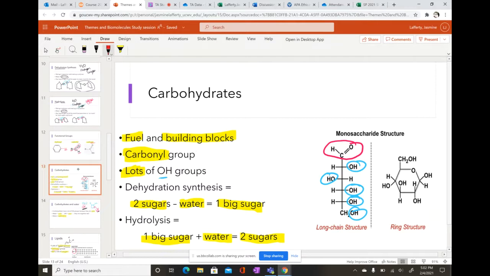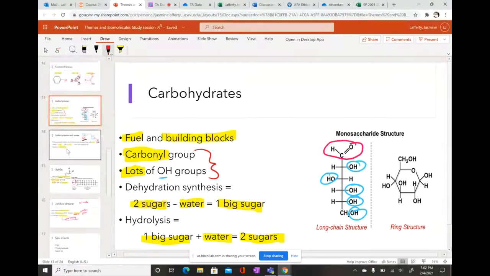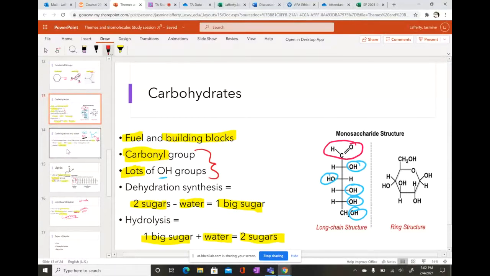Now, how to identify it, you guys, the number one thing I think from this chapter is you need to be able to identify a molecule when it is given to you. So how you would identify a carb is a carbonyl group. So this C double bonded to an oxygen right here. But another thing that you can identify carbs from is the amount of OH groups.